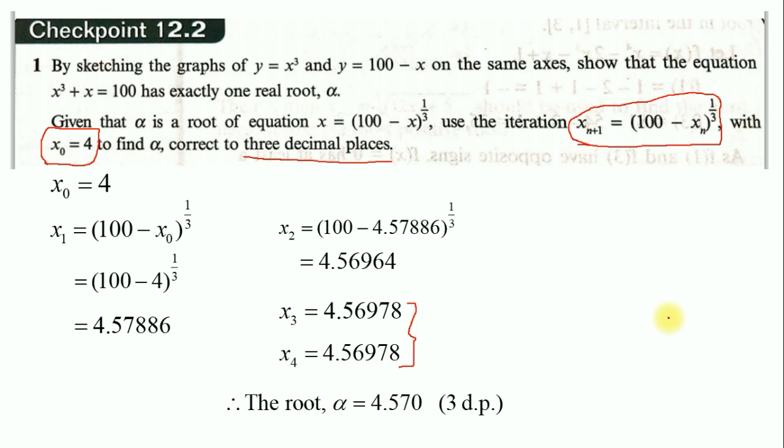Now with this, you should be able to do checkpoint 12.2, question 1 until question 7. So I need you to try question 1 to question 7 first, before I give another lesson on how to know which rearranged form of equation is suitable to use. If the rearranged form of the equation is suitable, it will converge to the root. But if it is not suitable, it will diverge.